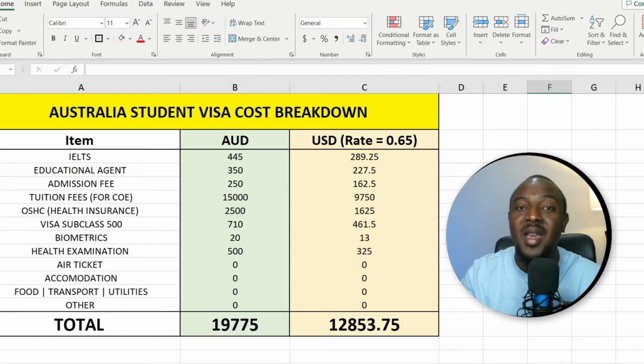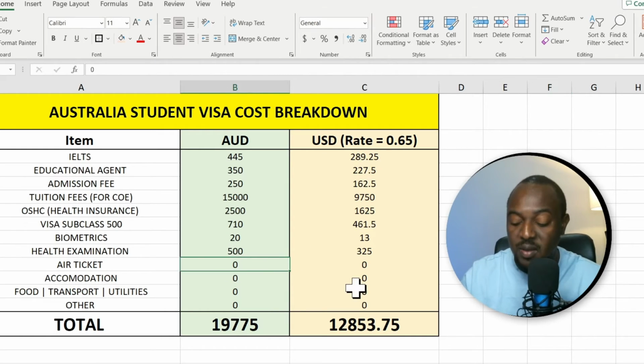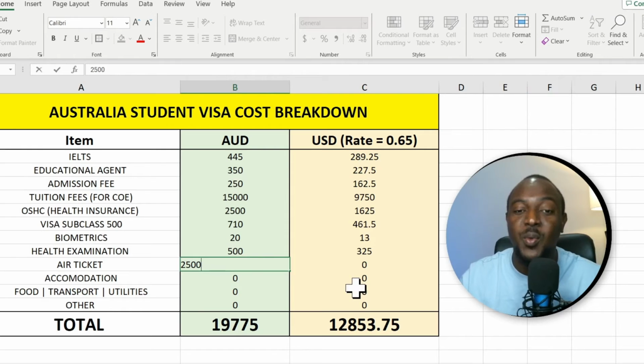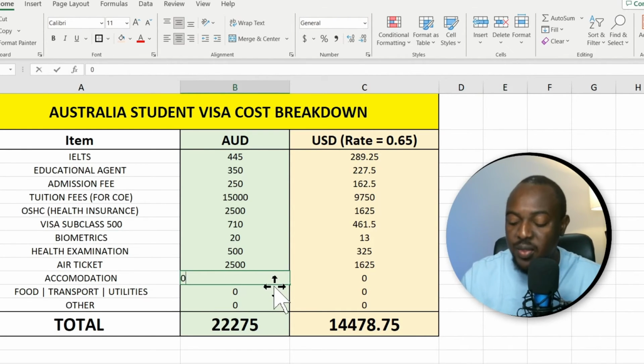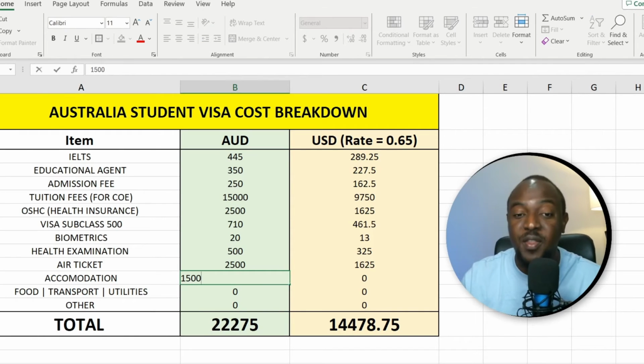Okay, so your air ticket again will depend on the sort of country you are traveling from to Australia. I'm from Ghana, West Africa. We are really far away from Australia. Basically, on a single ticket from Ghana to Australia, you should be looking around 2,500. So again, this will also be based on where you're traveling from. Now, accommodation. So accommodation can be somewhat expensive. You'll be looking at around, on average, $1,500 per month.